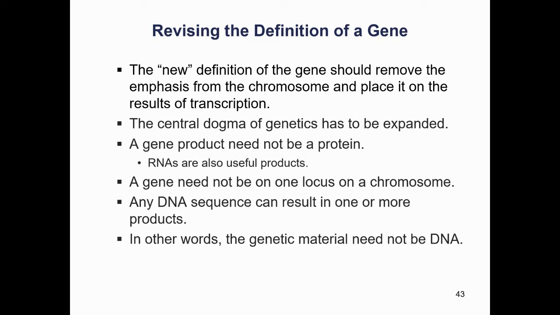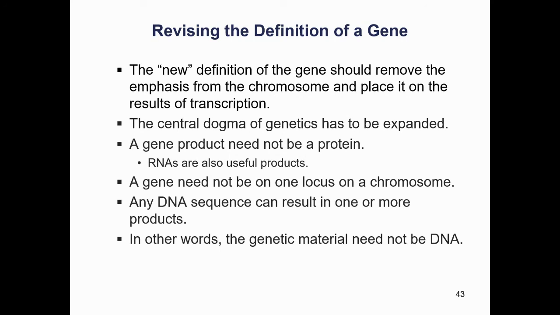These researchers think that we should have a definition that is more functional, that places the emphasis not from a site or a location on a chromosome to what are the results of transcription. And so expanding that central dogma of DNA is transcribed to RNA is translated to a protein, one gene, one protein. Because gene products aren't necessarily proteins. Some of them just get transcribed to RNA, and that RNA has a role in gene expression regulation, and so has other important useful products.